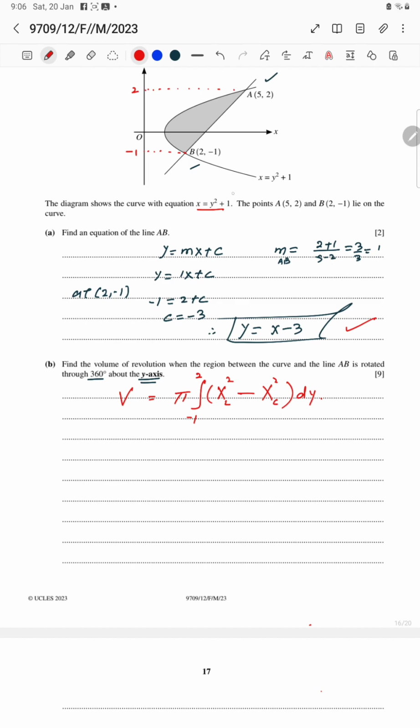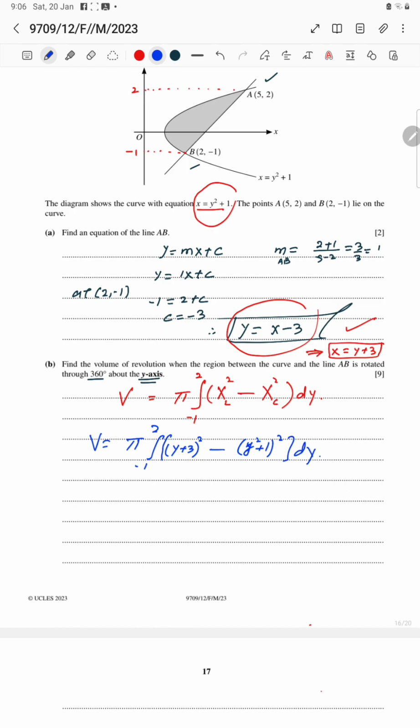So from here, what is the x coordinate? X we already know is y squared plus 1, but from the line, x will be y plus 3. So we'll use it here. And let's see, V equals pi times the integral from -1 to 2 of (y plus 3) whole squared minus (y squared plus 1) whole squared dy. So we need to solve it.